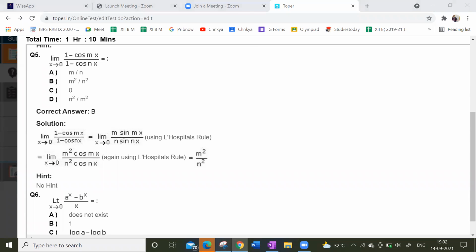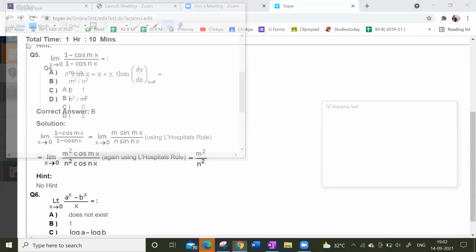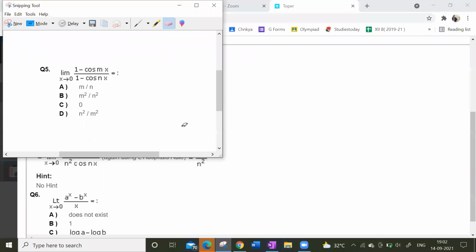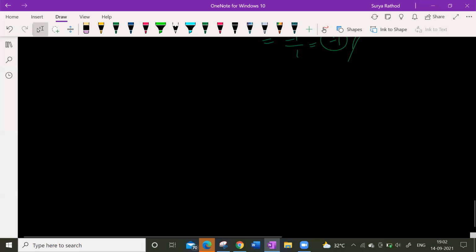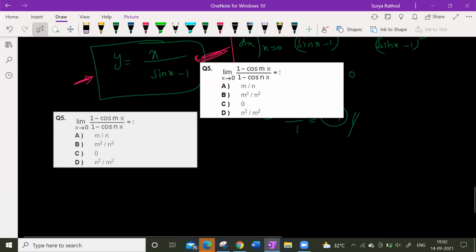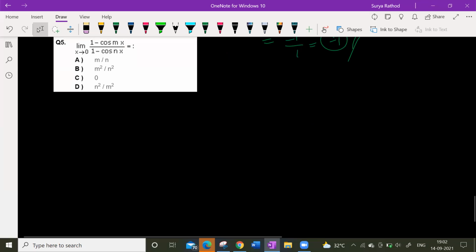देखो हम लोग सॉल्व करेंगे. Sir, is it m by n? हाँ, is it m by n? Let me solve and tell you. We'll see. I don't think so. M by n. देखा. Look at this here.